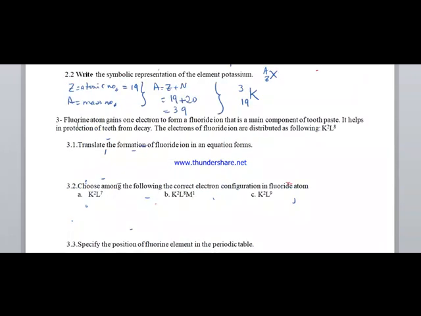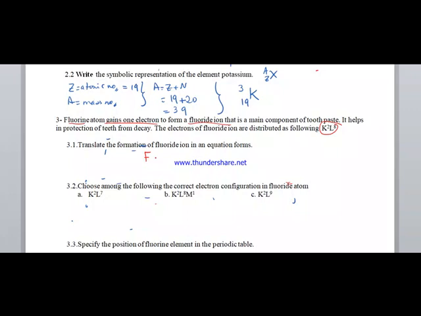Continuing the exercise, a fluorine atom gains 1 electron to form a fluoride ion. It helps in protection of teeth from decay. Now the electrons of a fluoride ion. This is the electron configuration of a fluoride ion: K2L8. Translate the formation of a fluoride ion into an equation.